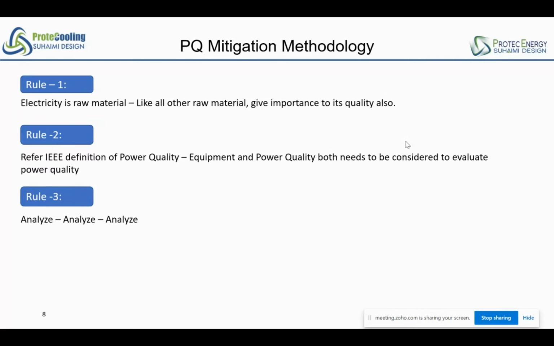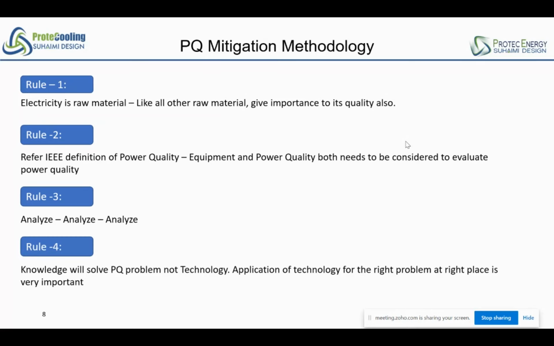Now, rule number 3, which is very important, is analyze, analyze, analyze. We need to do a lot of analysis and study, and look at different scenarios, to come to a solution for poor power quality. Through analysis we need to find the source of poor power quality, how it is being impacted, what the financial impact is, and what safety concerns it may face in future. So we need to do a lot of analysis for any PQ mitigation methodology.